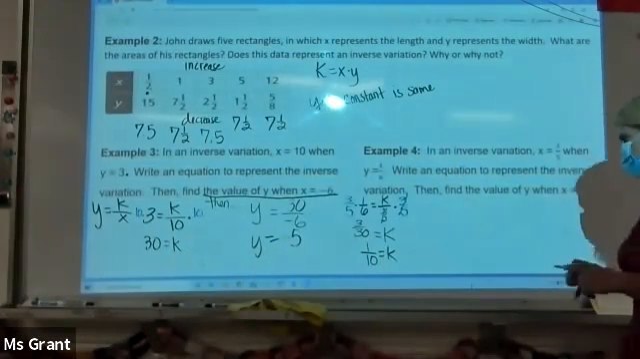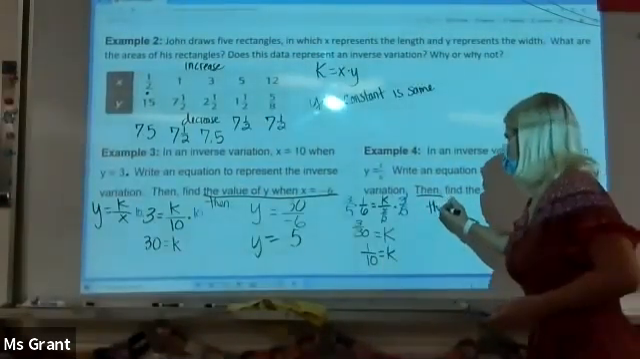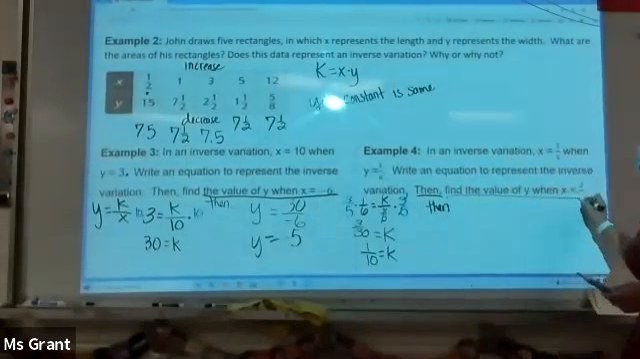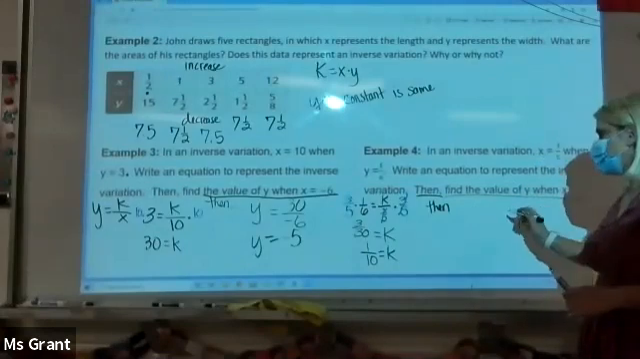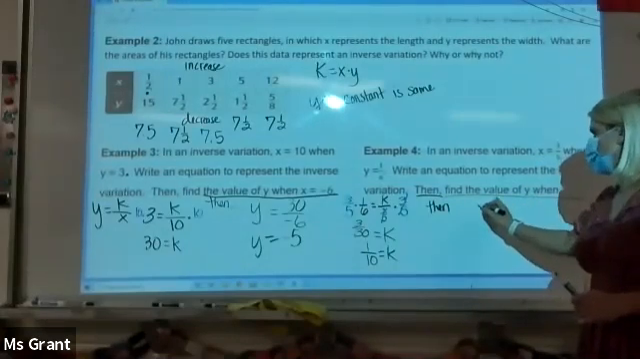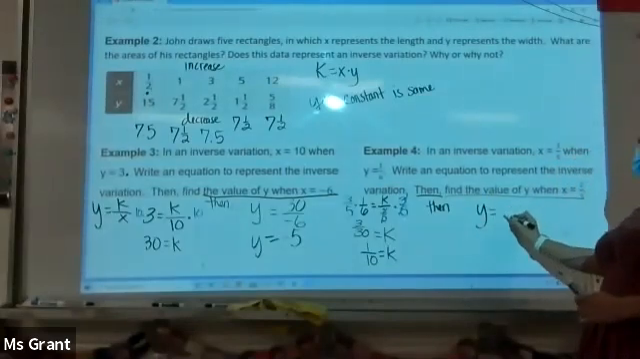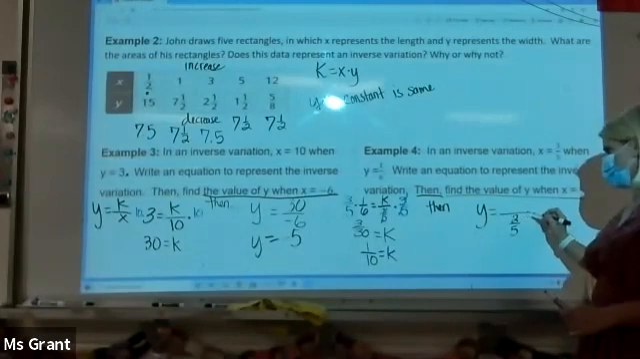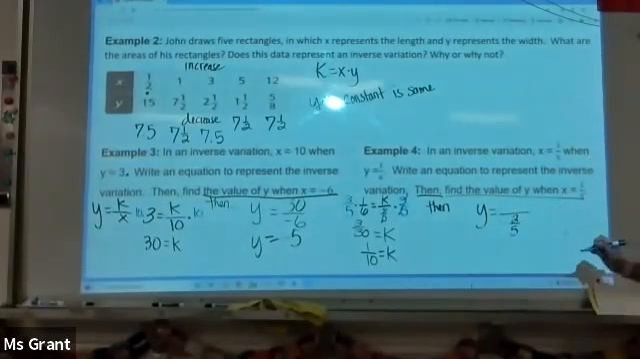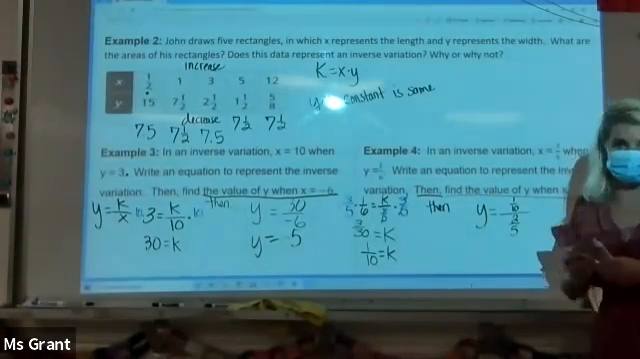Now I'm going to show you an example, because it says, then find the value of y. Okay, here's what I got. In this example, I don't know what y is, but I know that x is 2/5, and I know that k is 1/10. Now, I need to talk to you about this.